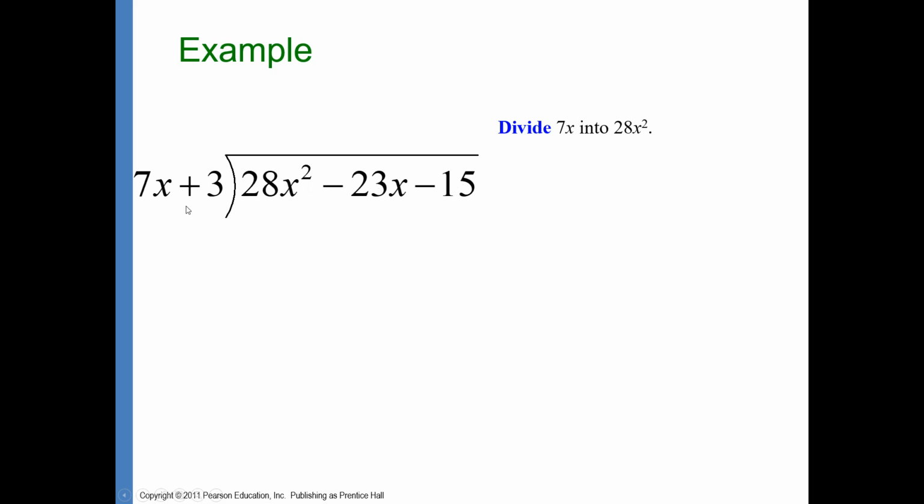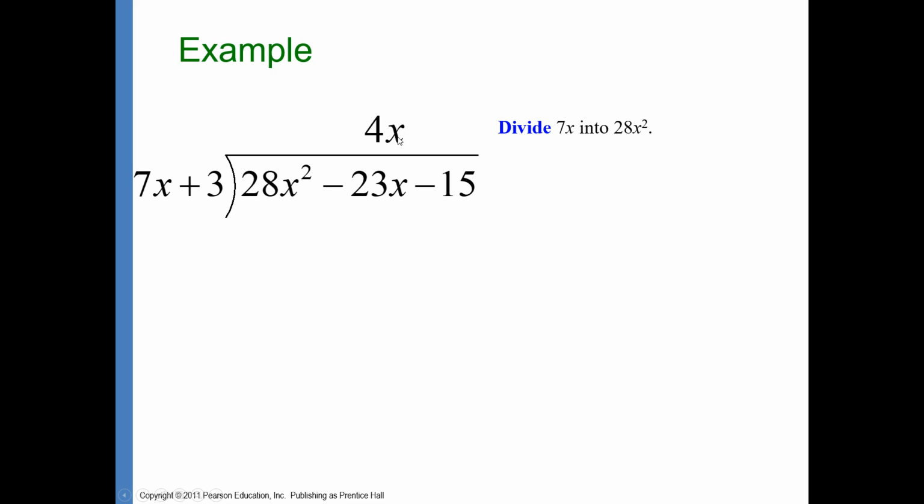Again, only the leading terms, ignore the rest of it. So how many times does 7x divide into 28x squared? 4x. There you go, 4x. Everybody agree? 7 goes into 28 4 times, and x goes into x squared x times. So what do you think I do next?